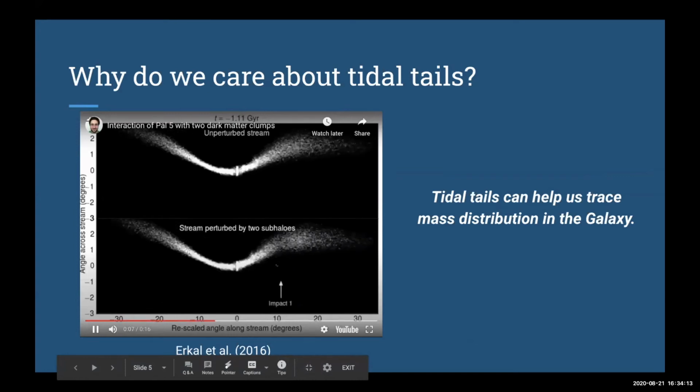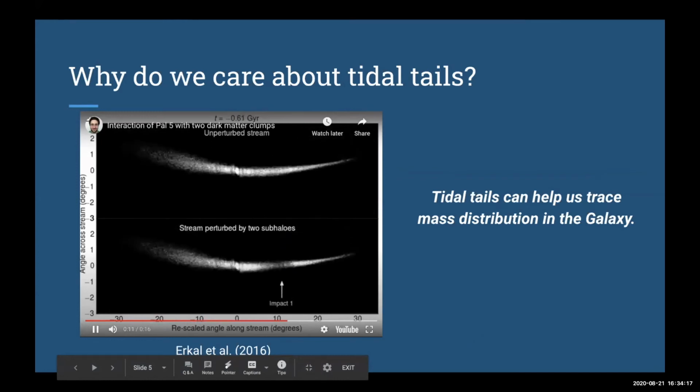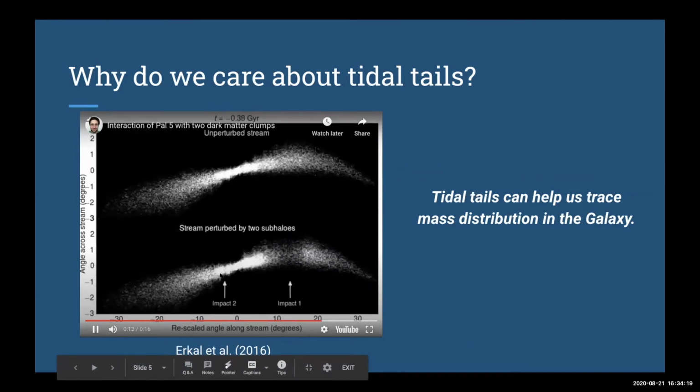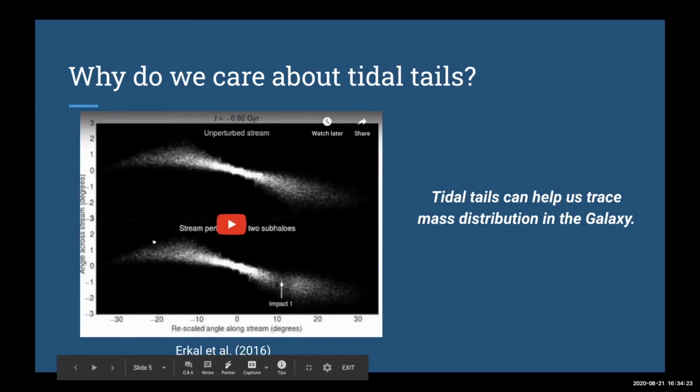We can see that they simulated two impacts. This is the first one, and there will be another one very soon. Here we go. We can see that from its current shape, we were able to infer what the past of this globular cluster and the stream had been. It allows us to see into the past and also trace dark matter subhalos that are probably too small to see otherwise.